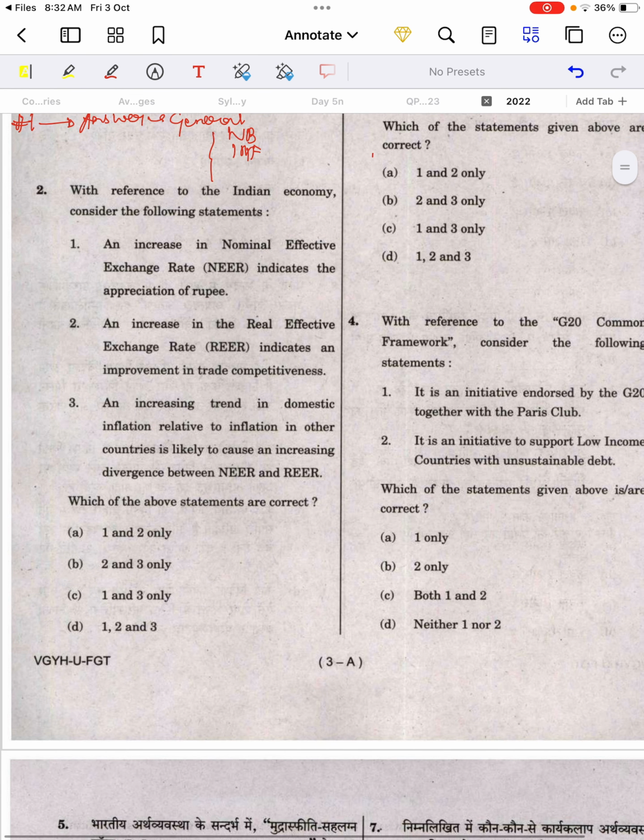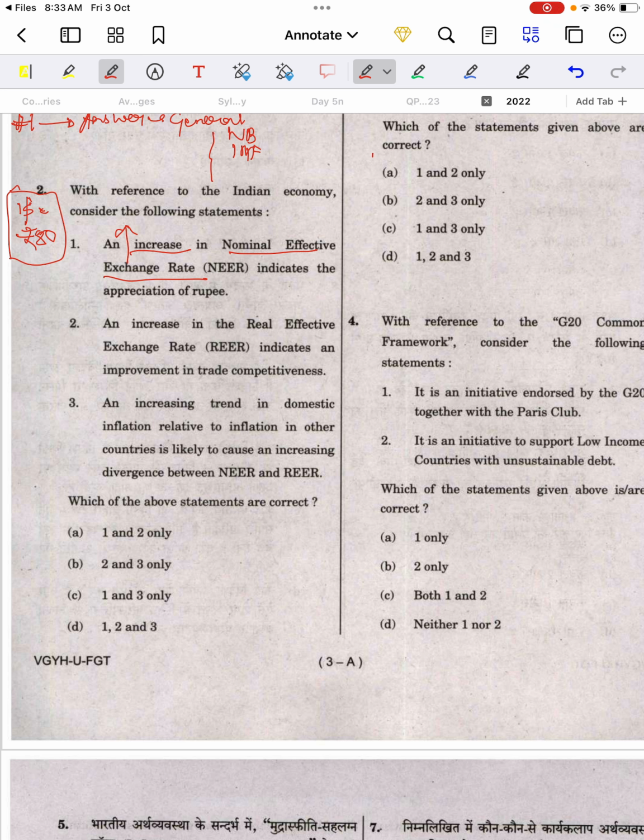Next question. With reference to the Indian economy, consider the following. An increase in, he is talking about an increase. What do you understand by nominal effective exchange rate? Let's say the effective rate of $1 to rupees is $1 is 80 rupees. This represents an exchange rate. What is the effective exchange rate? What is nominal effective exchange rate?